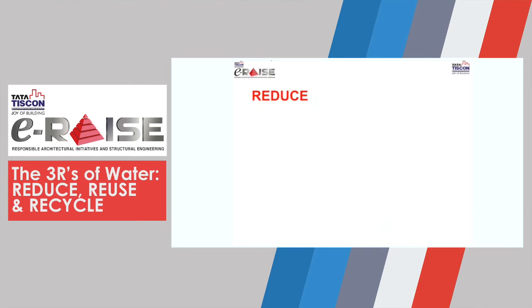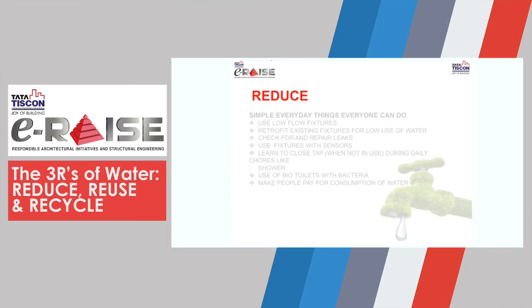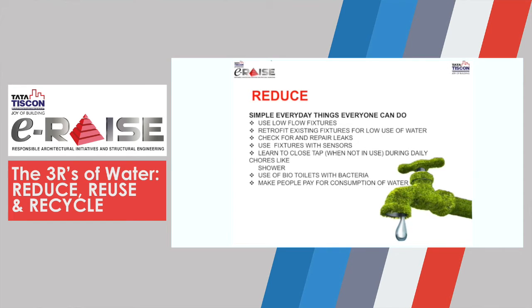So, reduce. How can we reduce our water usage? I will begin with some of the simple everyday things that everybody can do. These are using low flow fixtures. I will talk about the points and then elaborate them in the next few slides. So, use low flow fixtures, retrofit existing fixtures, check for and repair leaks, use fixtures with sensors, learn to close the tap when not in use, that is during showers or washing your mouth and brushing, etc. Use biotoilets with bacteria and make people pay for consumption of water.